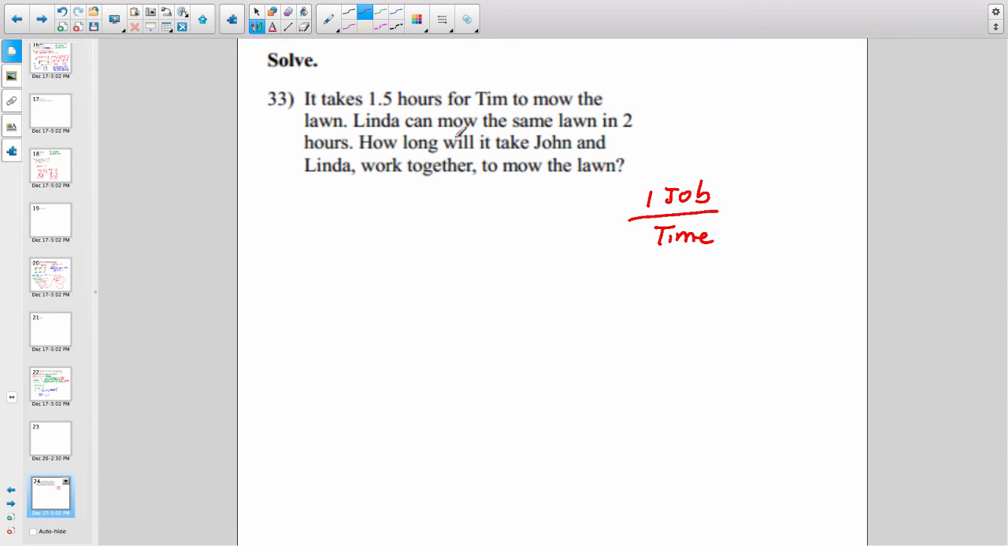So it takes 1.5 hours for Tim to mow the lawn. Okay, Tim, so you're going to do one lawn in 1.5 hours. Who else are we talking about? Linda. She's mowing the lawn in 2 hours. So Linda, one lawn in 2 hours. I just don't think she likes Tim, so she stays outside longer, that's all.